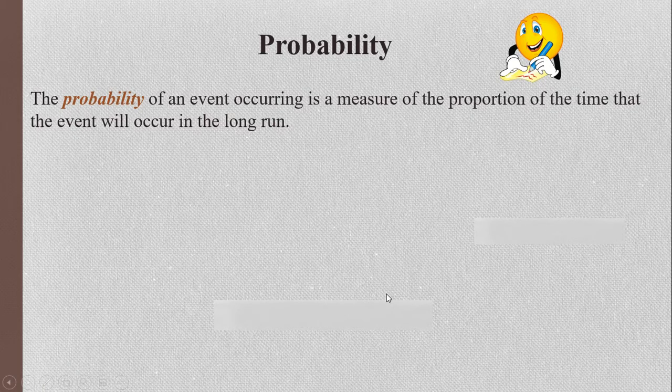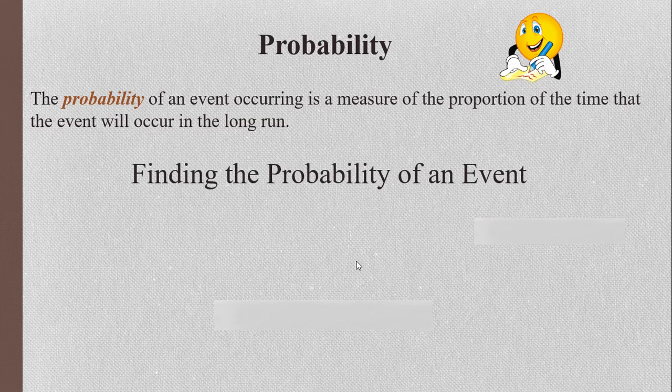What is probability? Probability of an event occurring is a measure of the proportion of time that the event will occur in the long run. So what does that mean? So let's find the probability of an event.